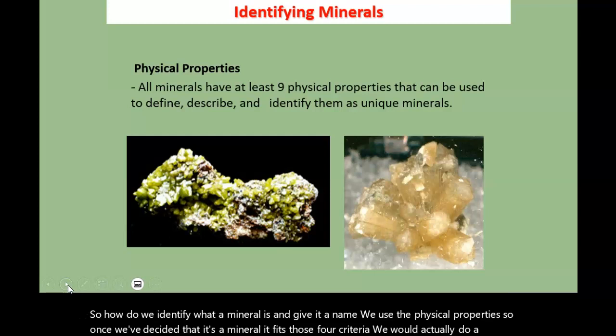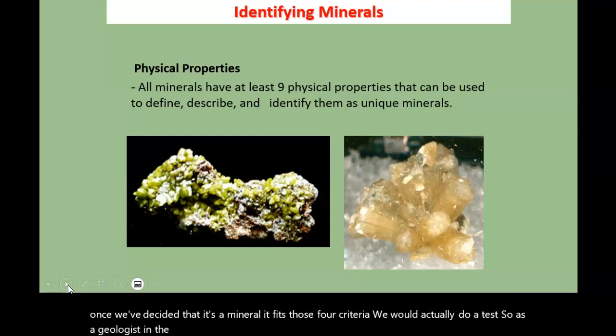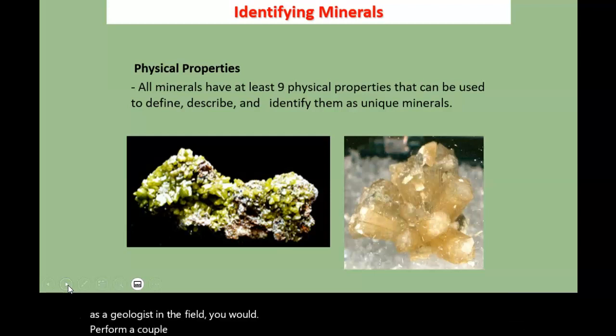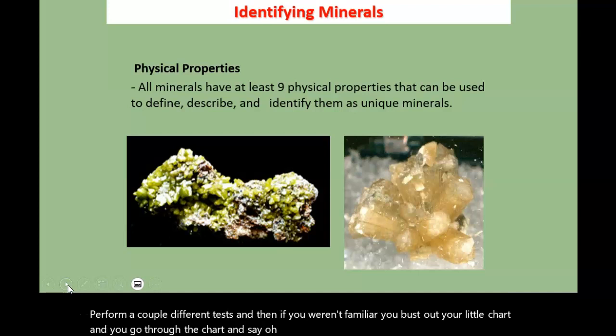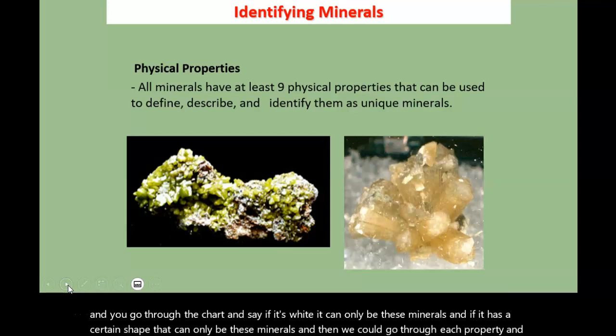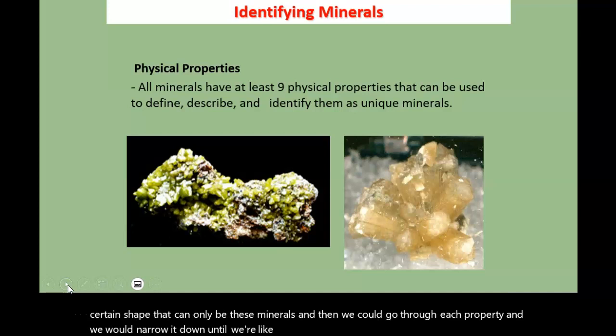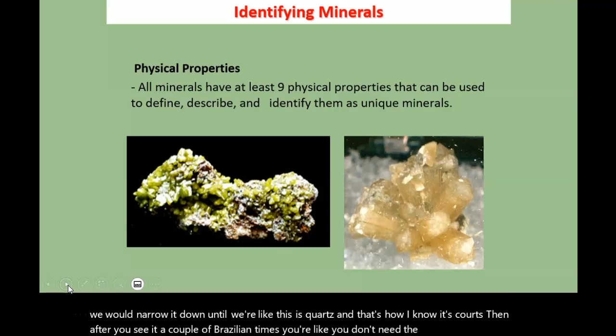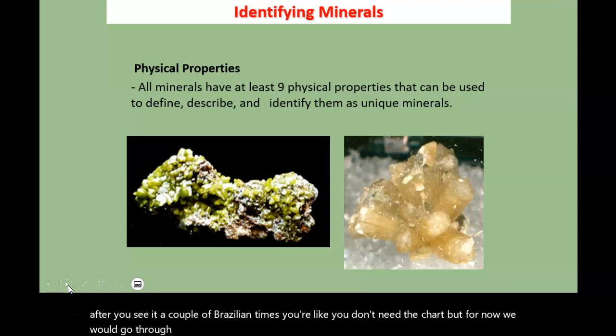So as a geologist in the field, you would perform a couple different tests, and then if you weren't familiar, you'd bust out your little chart and you'd go through the chart and say, oh, if it's white, it can only be these minerals. And if it has a certain shape, it can only be these minerals. And then we could go through each property and we would narrow it down until we're like, oh, this is quartz. And that's how I know it's quartz. Then after you see it a couple bazillion times, you're like, oh, you don't need the chart. But for now, we would go through this chart and look at the different properties.